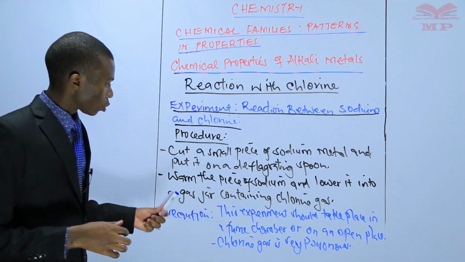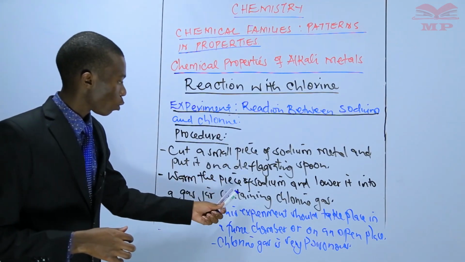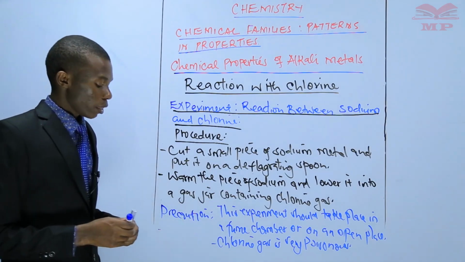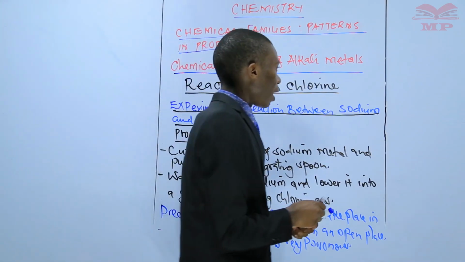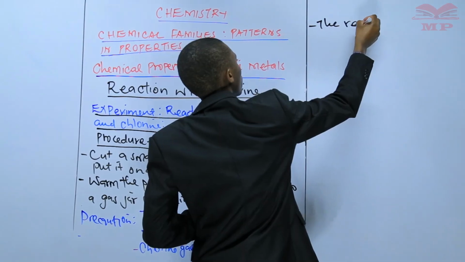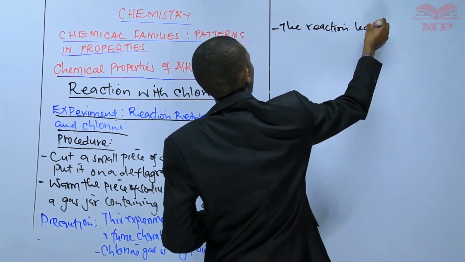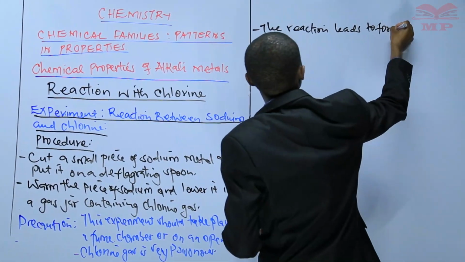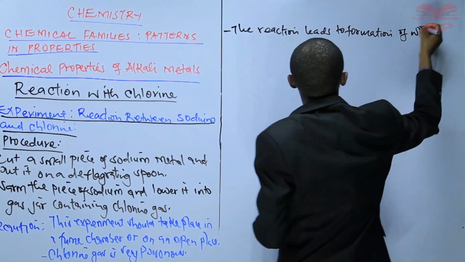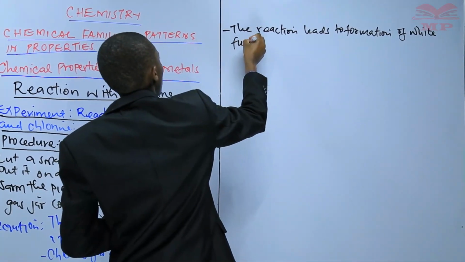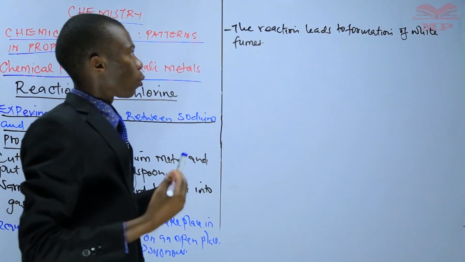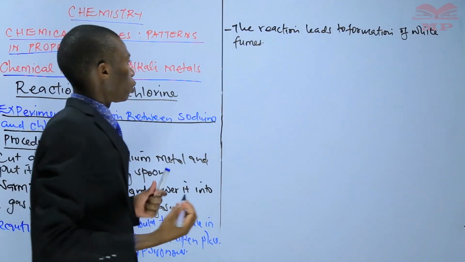When you lower the warm piece of sodium metal on a deflagrating spoon into a gas jar containing chlorine, a reaction takes place, and this reaction leads to formation of white fumes. The white fumes are sodium chloride.